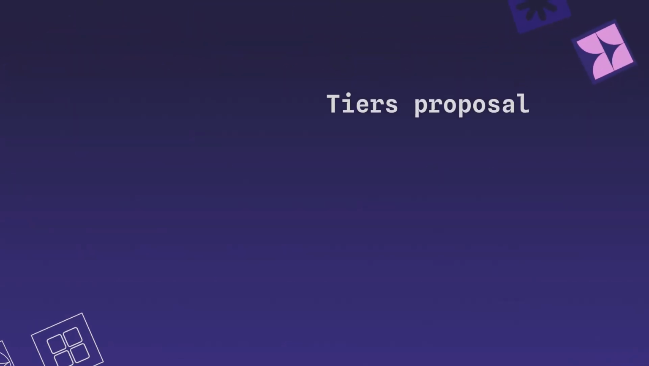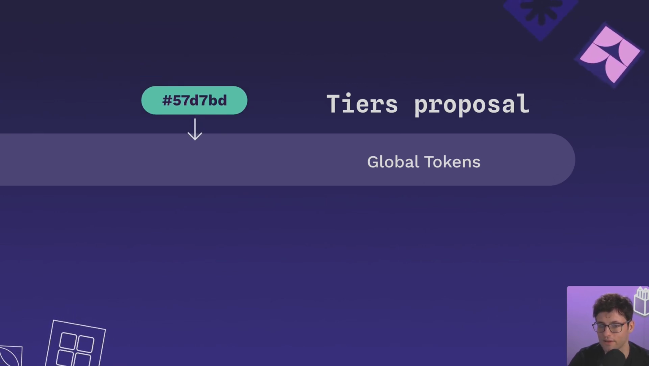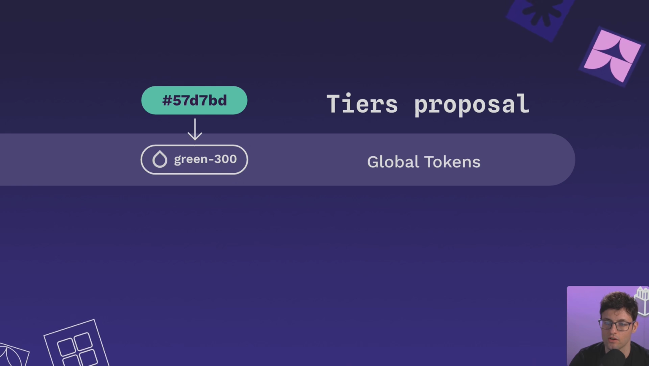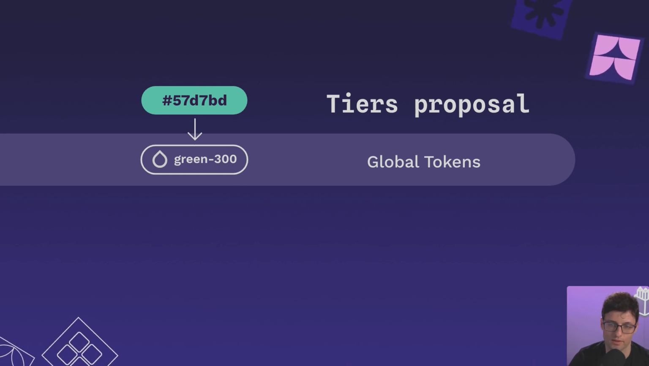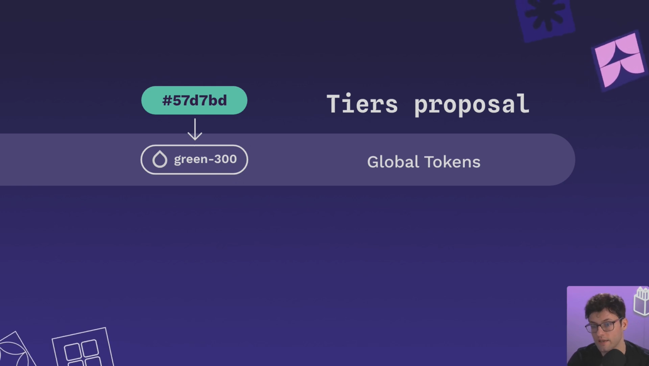We would start with global. At this level, we name the raw values, the key values. In this case, we have a color that we have called green 300. Then we would move on to a second level, the alias.